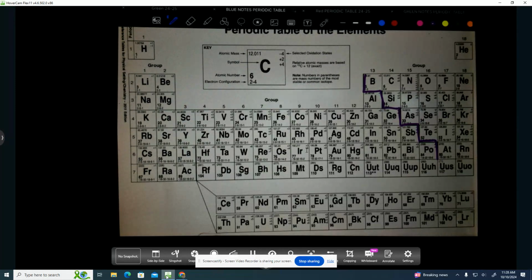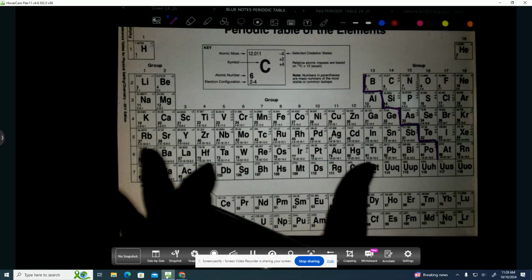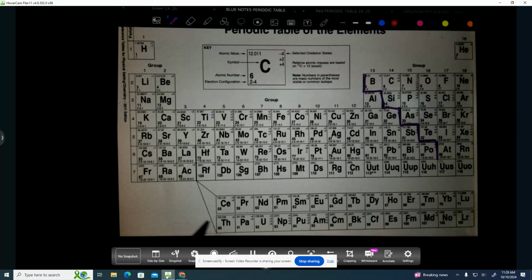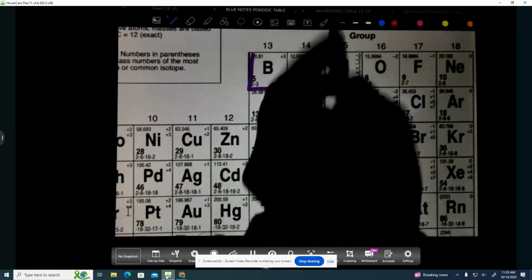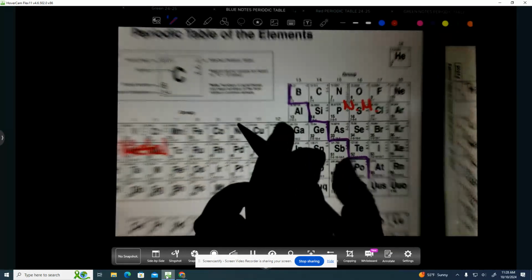The job of the staircase is to separate the left side and the right side. On the left side we have the metals. On the right side we have the non-metals. I'm abbreviating it, NM, for non-metals.